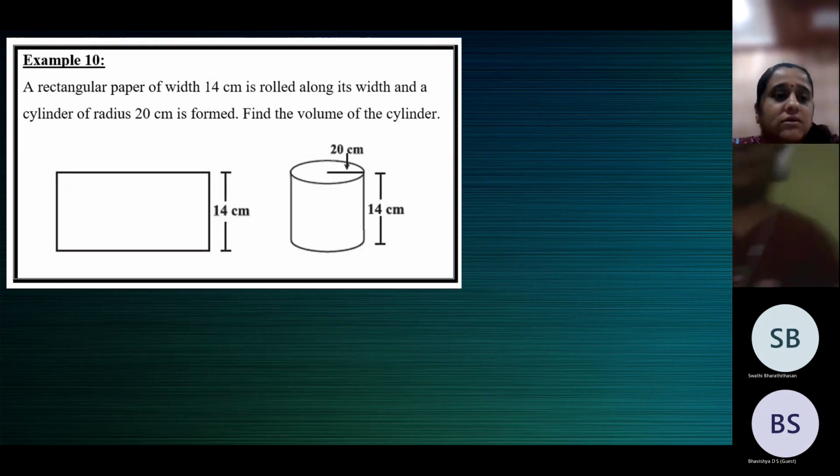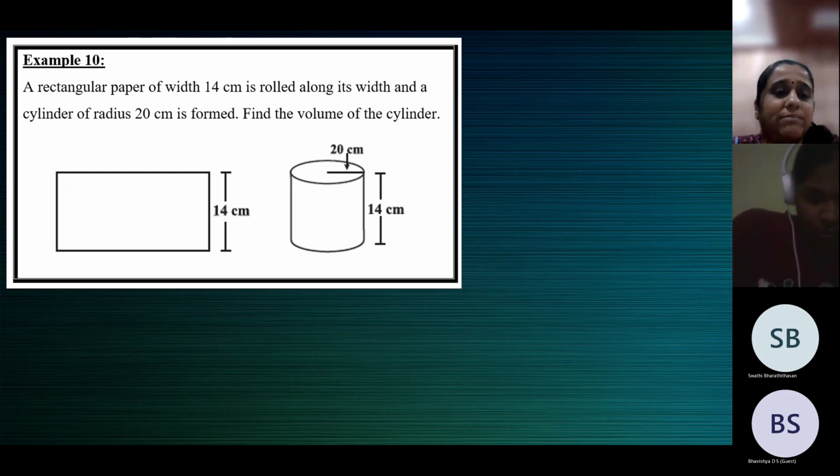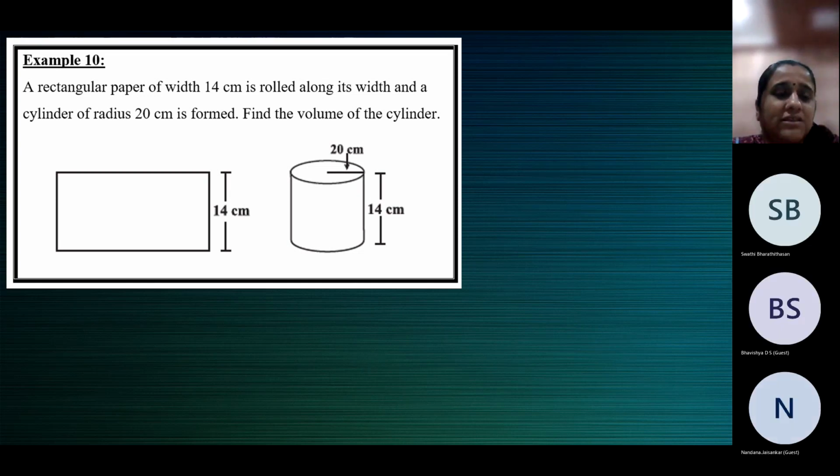Somebody's mic is enabled, please disable your mic. A rectangular paper of width, meaning the breadth, 14 centimeters is rolled along its width, and a cylinder of radius 20 centimeters is formed. So you can see it beside the rectangle.